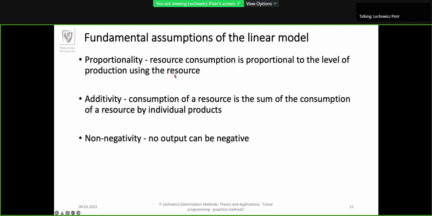So if we increase the production of a certain product by a given factor, the resource consumption also will increase by the same factor. And additivity: the consumption of a particular resource is the sum of the consumption of that resource by all individual products. And often, which is not mandatory, there is non-negativity, so we cannot have negative output.